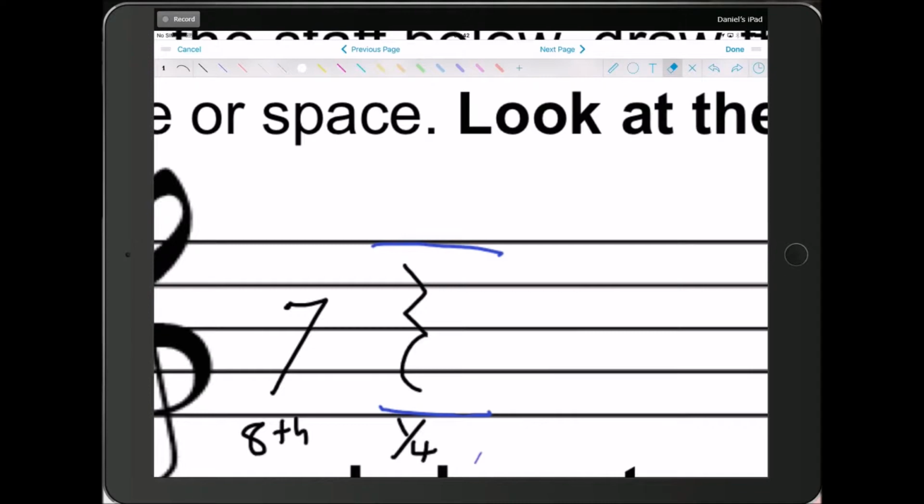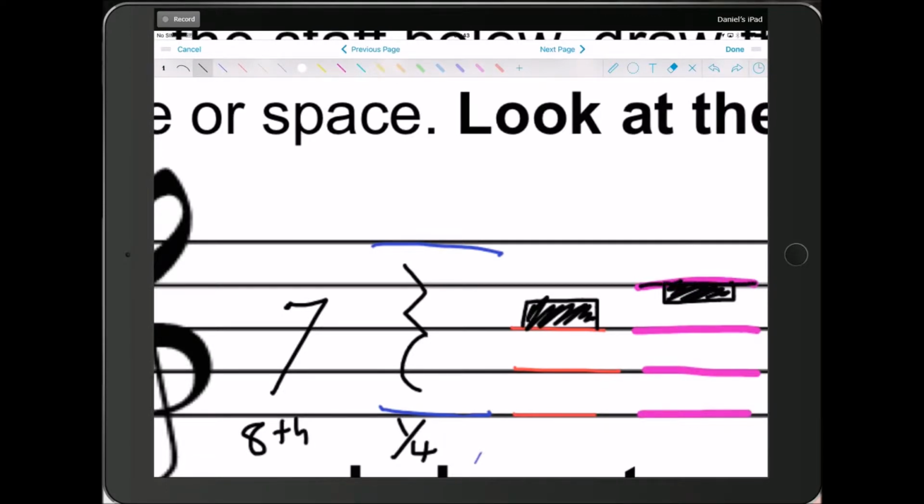Okay, now we're going to double the quarter rest, and we're going to go to the half rest. The half rest sits on line number 3. 1, 2, 3. So here, we draw just a little rectangle, fill it in, and then you have your half rest. That's 2 beats. And the whole rest is drawn on line number 4. 1, 2, 3, 4. So we just draw the same little box like the half rest, and then we fill it in. And there's our whole rest.